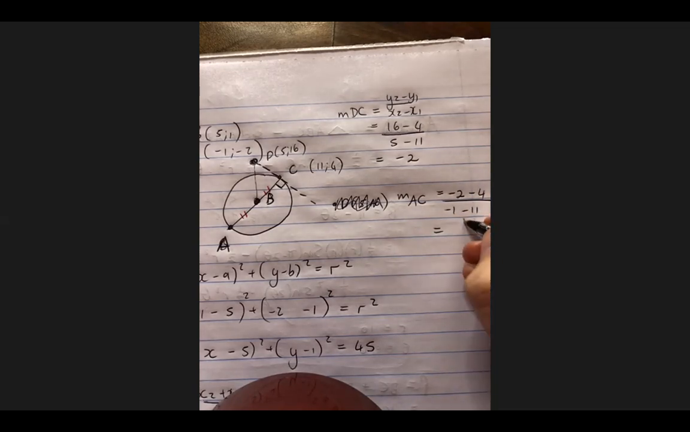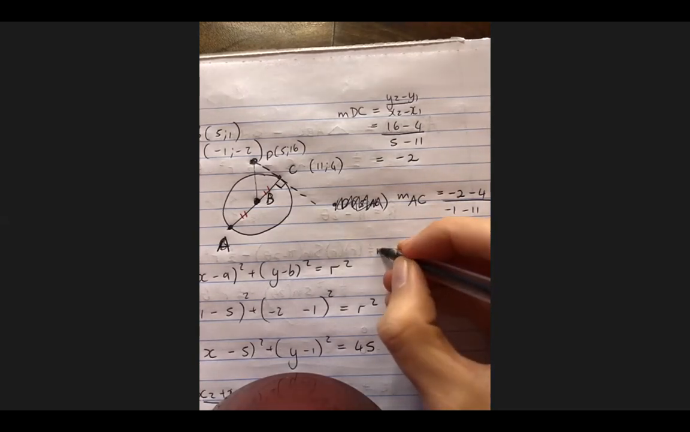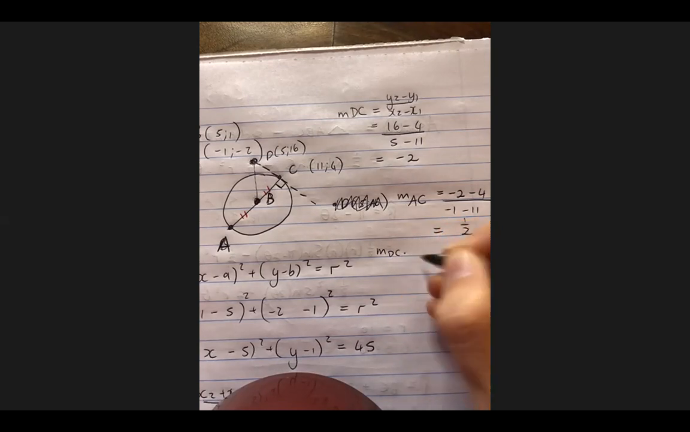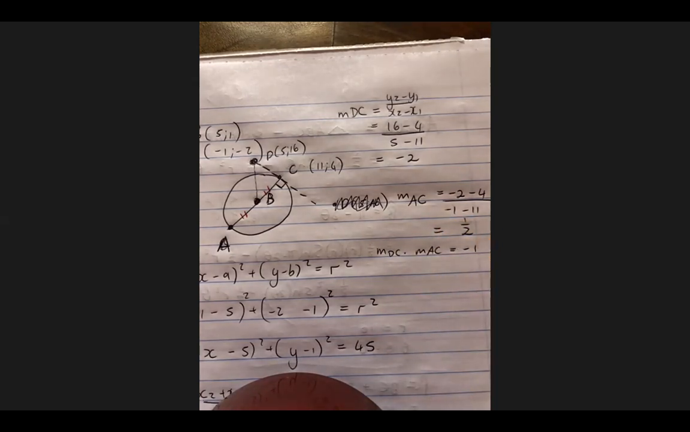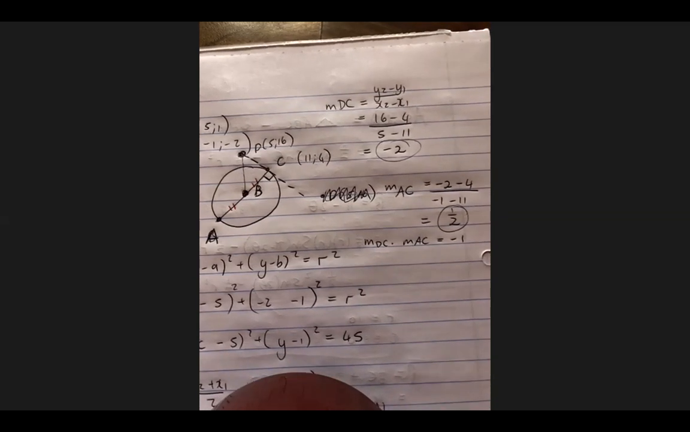And then I want to remind you of this statement. If the M of DC times the M of AC equals -1, which is the case, I just checked, -2 times 1/2. If it does equal -1, it means they are perpendicular. And I think you need to make a statement.